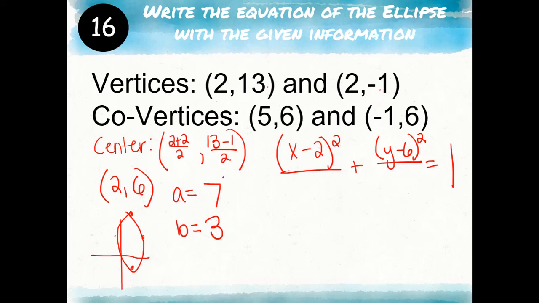So I know that A squared has to be under the y since this is vertical. So 7 squared would give me 49. And then B squared has to be under the x, which is 9.